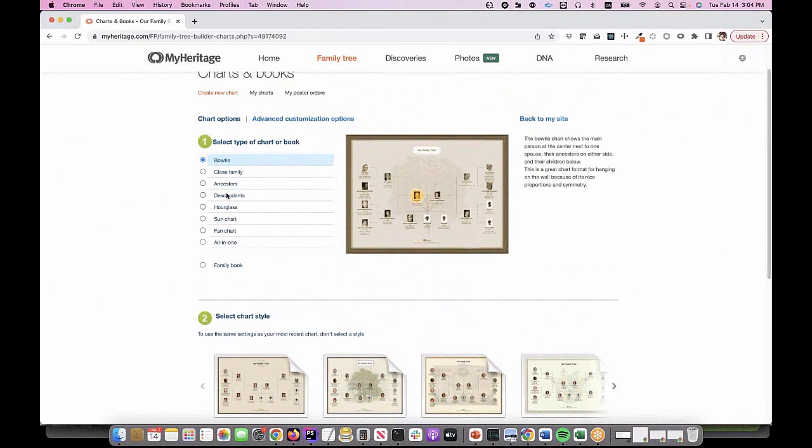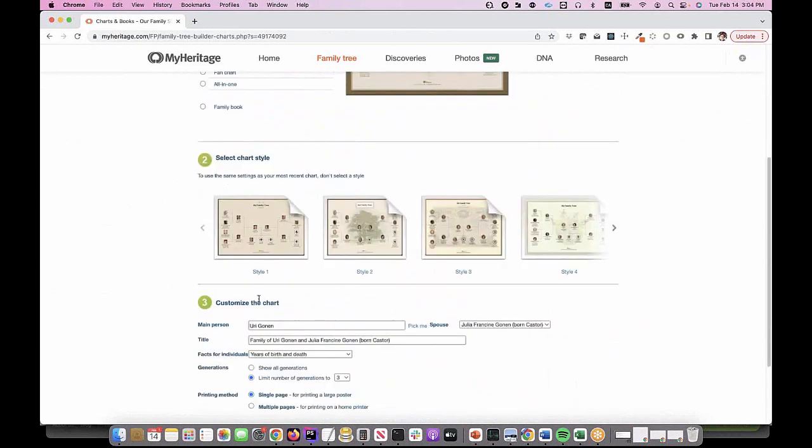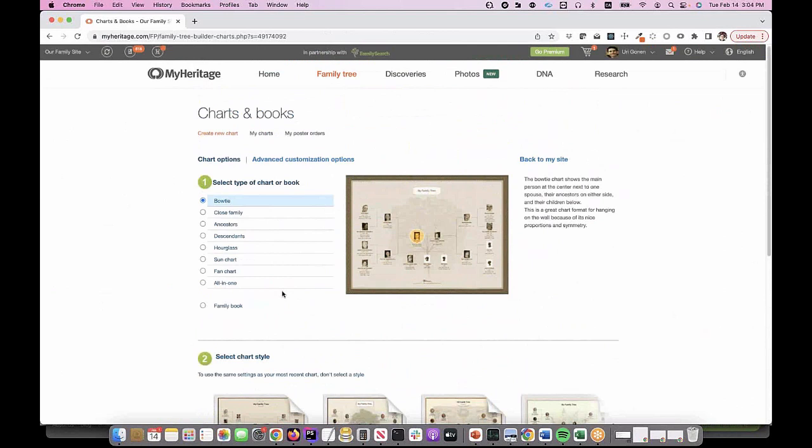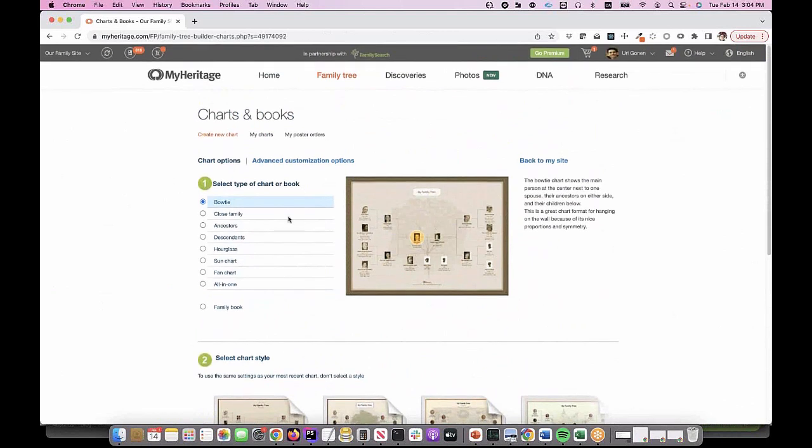And you can specify all kinds of templates and all kinds of views. How do you want to print the tree? Your close family, your bow tie ancestors, and so on and so on. It brings you to here, and then you generate the chart, and that creates a PDF. So that's another way of printing your tree, and there's different ways. But it's not directly from the tree. It brings you here.